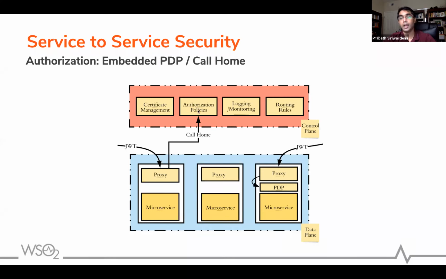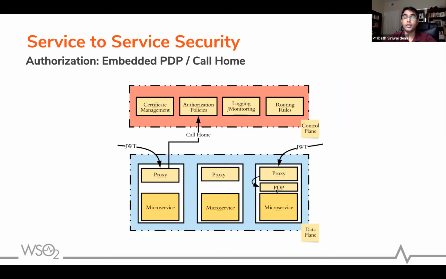Then the PDP will have a set of authorization modules. It can connect to external policy engines, evaluate the decision, and send it back. If it is permitted, then you are allowed to access the microservice. That's the call home pattern. We see this is a common implementation. The issue here is you always need to do a remote call. It's not self-contained.